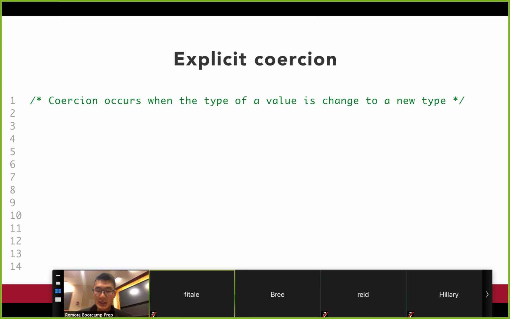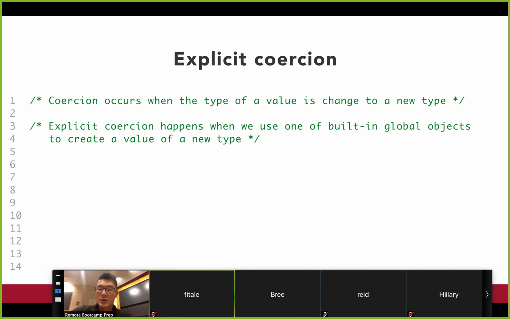So given that those are the types, when we talk about coercion, really it's just a fancy way of saying let's change the data from one of those types, either a number, string, or a boolean, to another type, right? Another number, string, or a boolean, or maybe something else too. And so coercion just means when one type of value is changed to a new type. And explicit coercion is one of the more clear-cut ones, because it's when we actually use the built-in global object class to create a new value of a type.